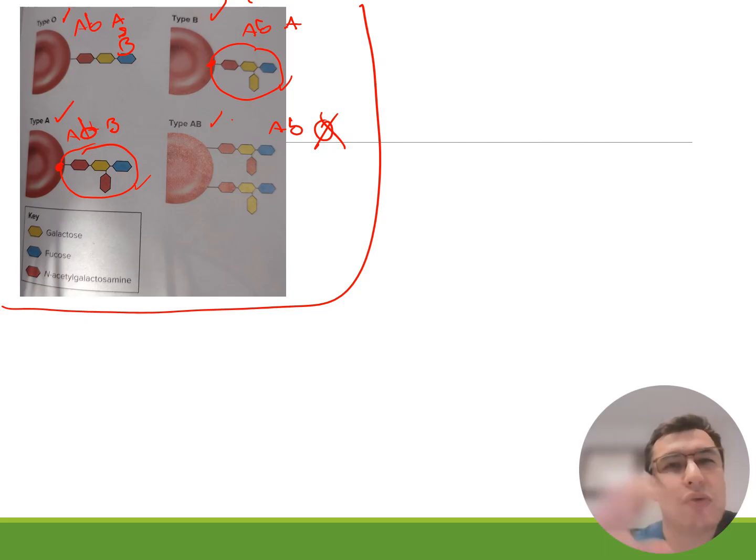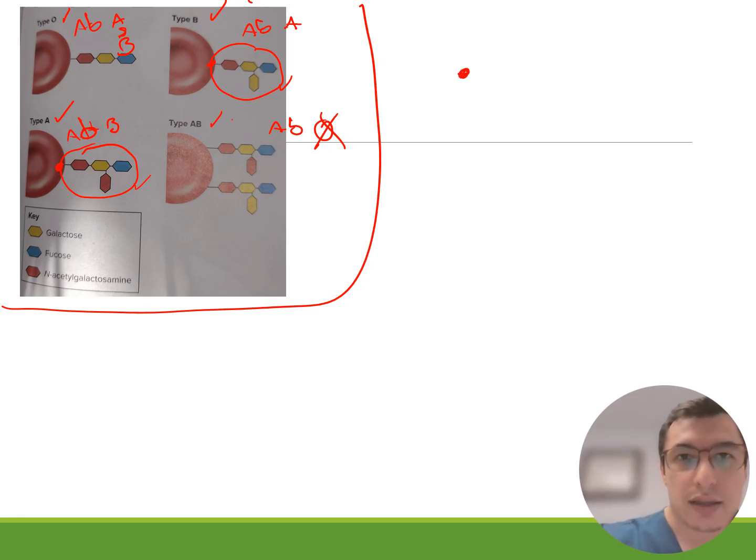Now, bringing it into a bigger picture, there are at least 100 more surface antigens within red blood cells. Now, not all of them are as reactive as types A, B, A and B. There are over 100 of them. We focus on them because these are the most reactive. And what I mean by reactive is that they could cause agglutination. Not all of the other antigens could cause agglutination.